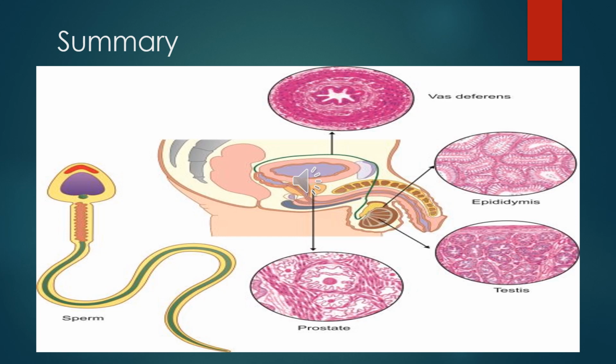Outside the mucosa, there is a muscular layer. The muscular layer consists of three layers: inner longitudinal layer, then a very thick circular smooth muscle layer, and outside that the outer longitudinal layer. Outside the muscle layer, you can see the adventitia or connective tissue. So this is the structure of vas deferens.